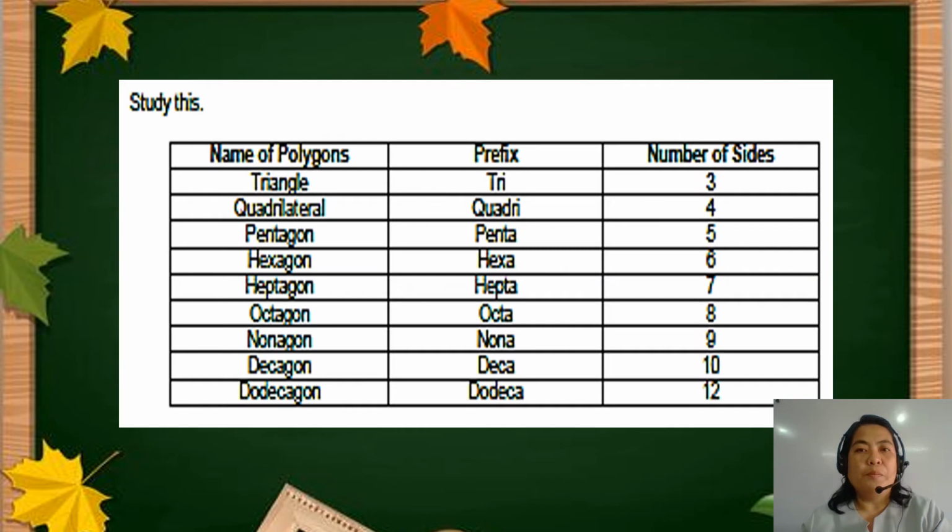Octagon, prefix octa, number of sides 8. Nonagon, prefix nona, number of sides 9. Decagon, prefix deca, number of sides 10. Dodecagon, prefix dodeca, number of sides 12.